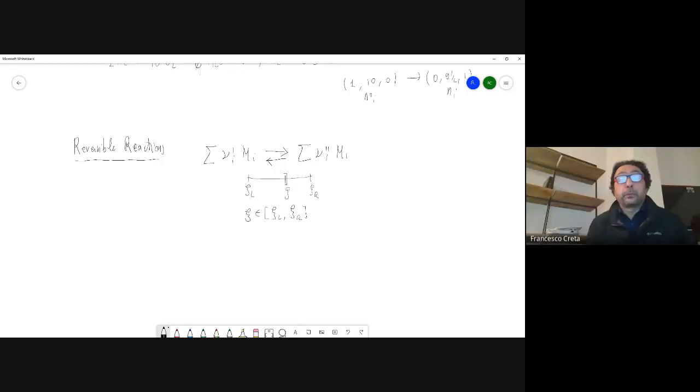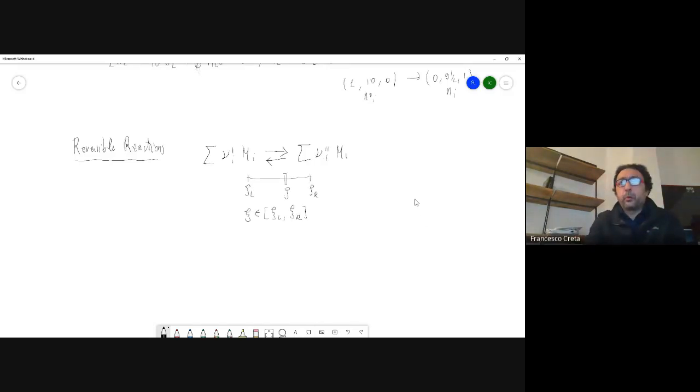Left and right. I can't go any more left than psi L, and I can't go any more right than psi R. Why? Because if I go all the way to the right, then some of my reactants have been depleted completely, so there is no more reaction that can take place. Same thing here. If I go all the way to the left, I have some products that are completely depleted, zero. So I can't go negative. Remember this.